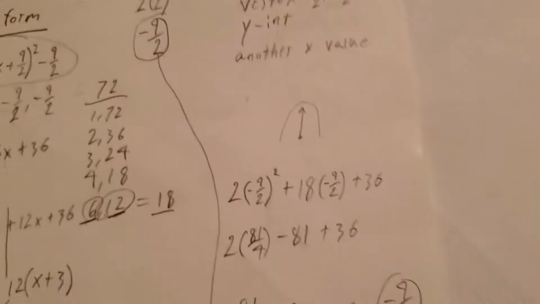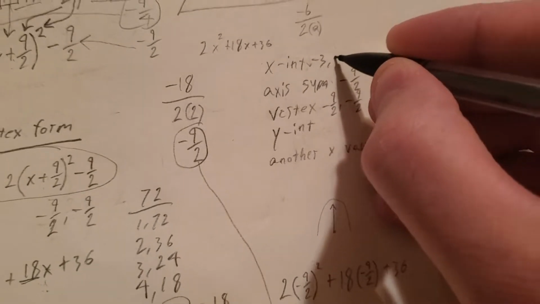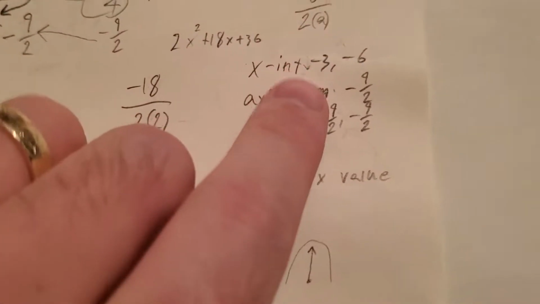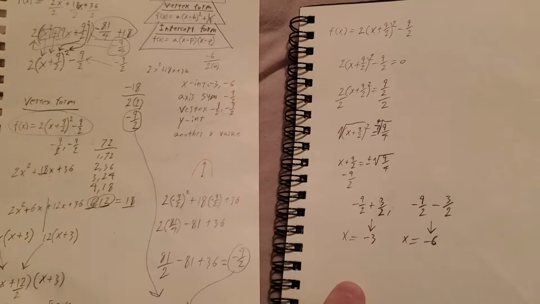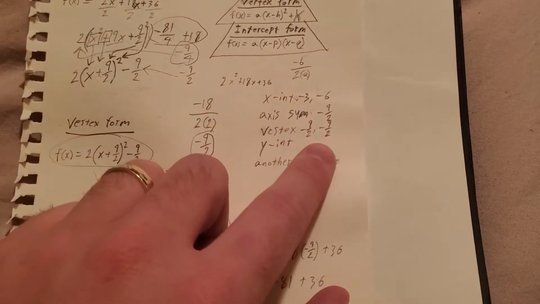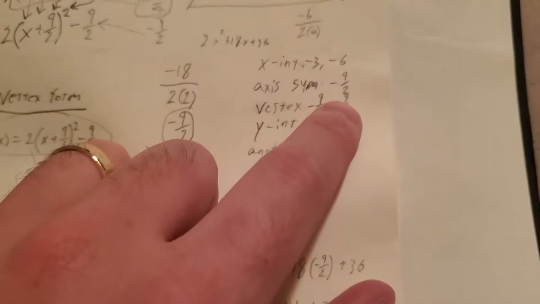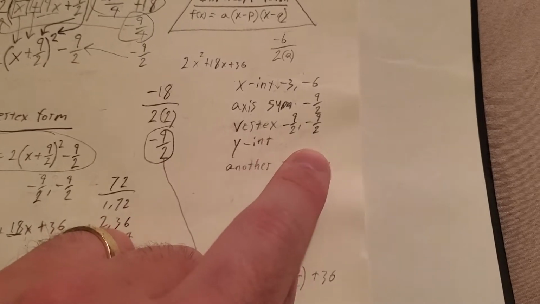So let's go ahead and plug that in. We have x equals negative 3, x equals negative 6. Let's plug that into the values up here. We have the x-intercepts, negative 3, negative 6. So from standard form, we converted it to vertex form, and then solved for the x's, and we plug that in here: negative 3, negative 6. Our axis of symmetry is negative 9 over 2. Vertex, negative 9 over 2, negative 9 over 2.